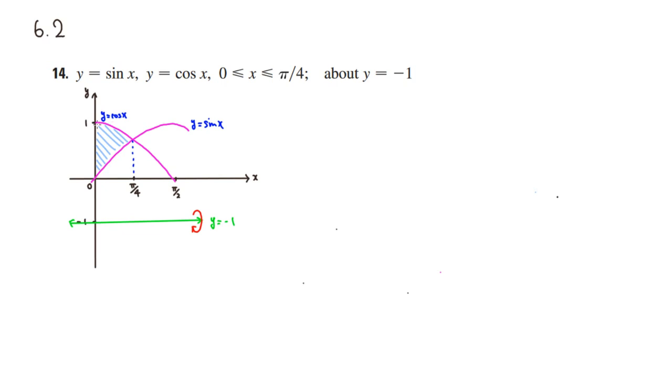But the weird thing is that the axis of rotation is y equals -1. So it's just a horizontal line at y equals -1, which is the green line right here. If you rotate it about that axis, you're going to get the solid, which looks like this.